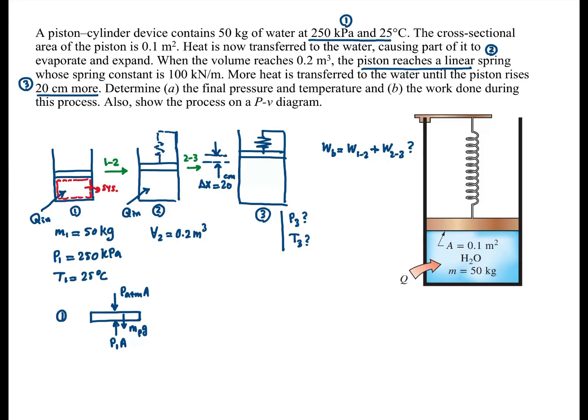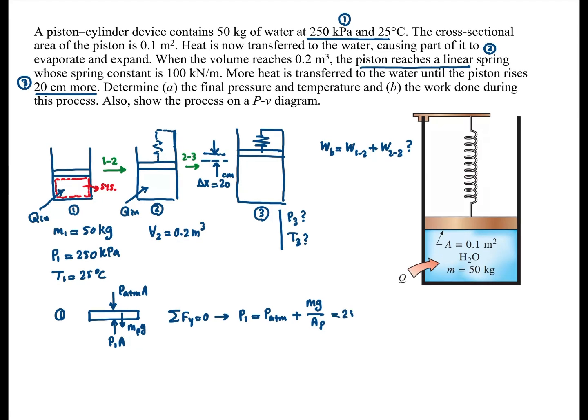Write down the equilibrium equation, or Newton's second law. Sum of forces in y direction equals 0, or P1 equals P atmosphere plus the weight of the piston divided by the area of the piston. And pressure in state 1 is given, 250 kilopascal.